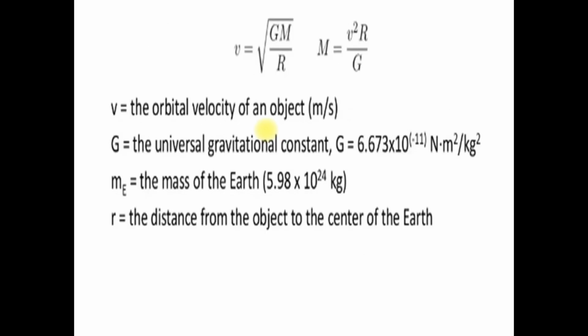Here v is the orbital velocity of an object, G is the universal gravitational constant, that is 6.673 into 10 power minus 11 Newton meter square per kg square. Me is the mass of Earth, which we have neglected when comparing it with respect to the sun's mass, that is 5.98 into 10 power 24 kgs. And r is the distance from the object to the center of the Earth.